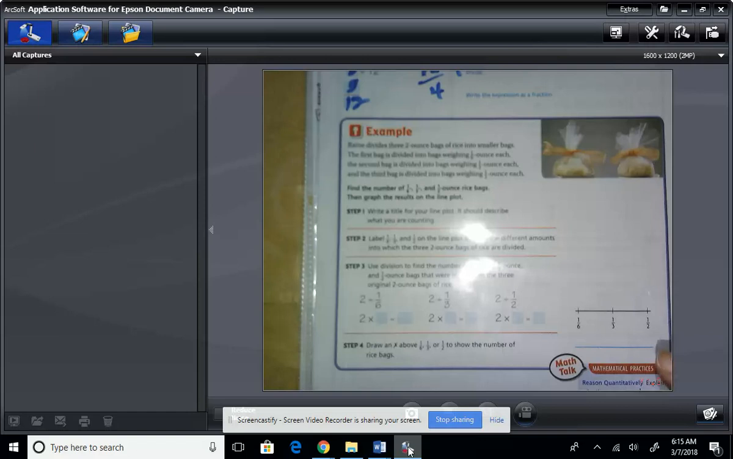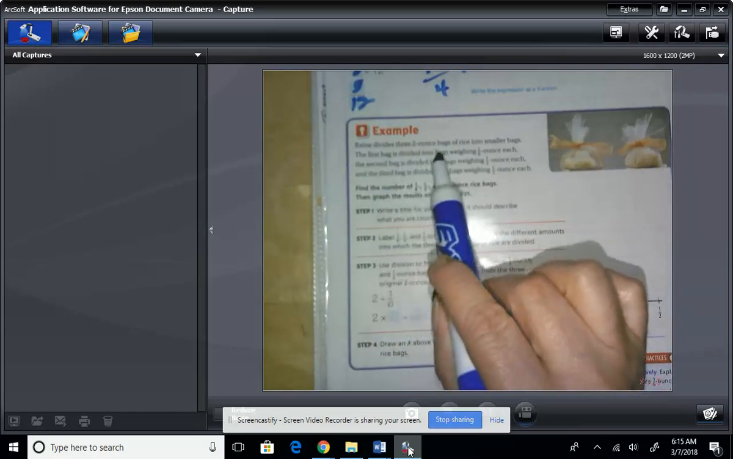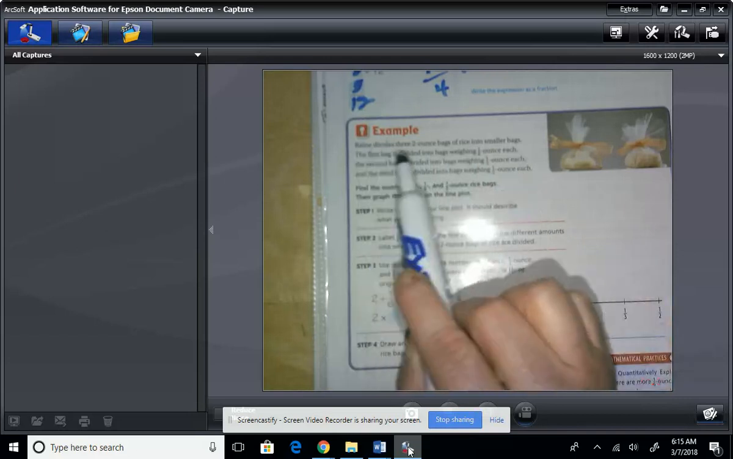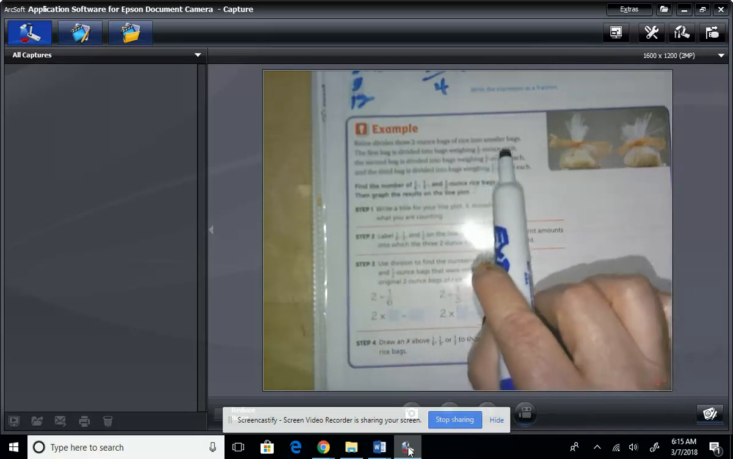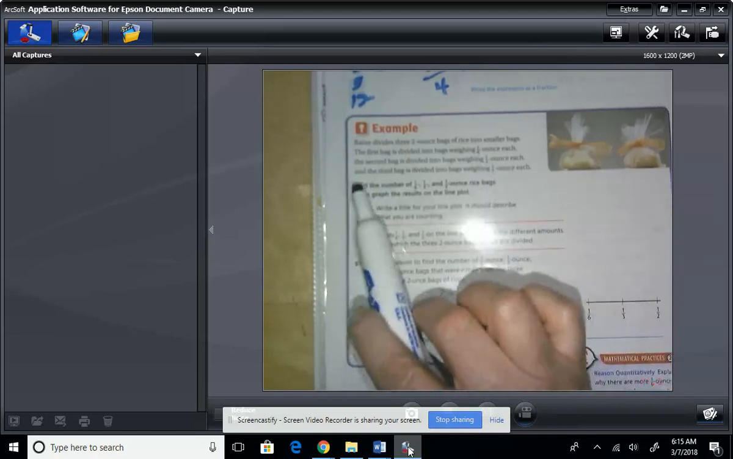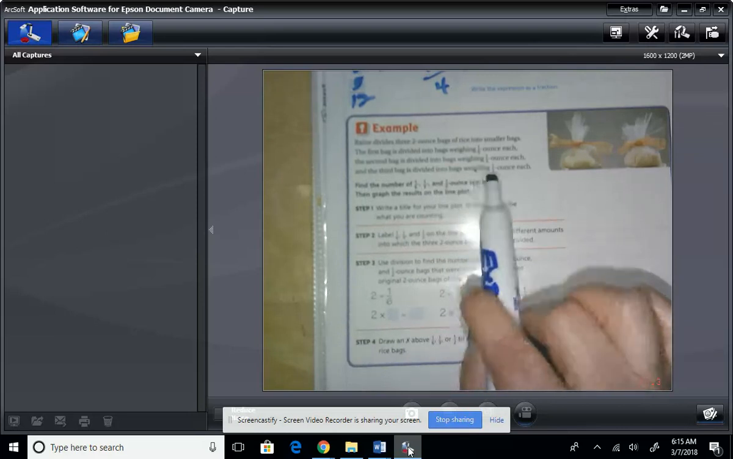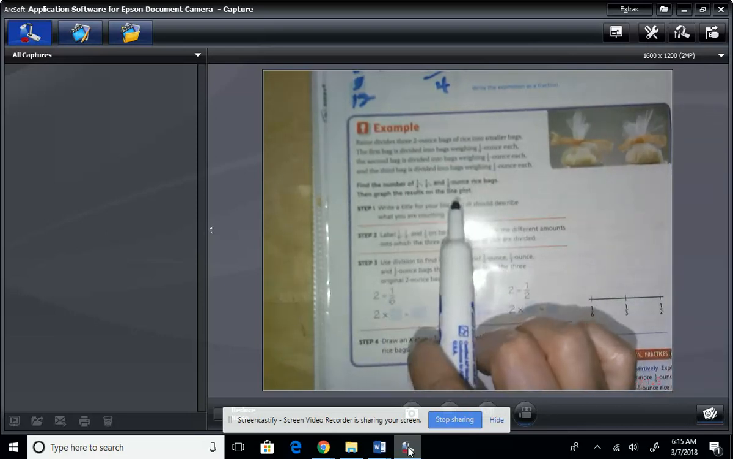Rain divided 3 2-ounce bags of rice into smaller bags. The first bag he divided into 1/6 ounces each. The second bag was divided into 1/3 ounces, and the third bag was divided into 1/2 each. Find the number of 1/6, 1/3, and 1/2 ounces.